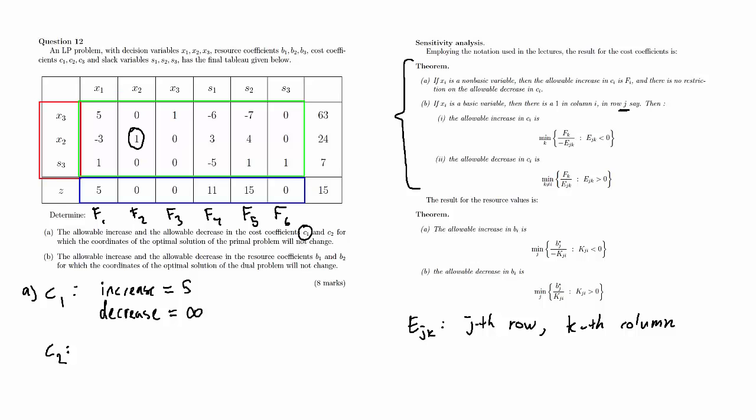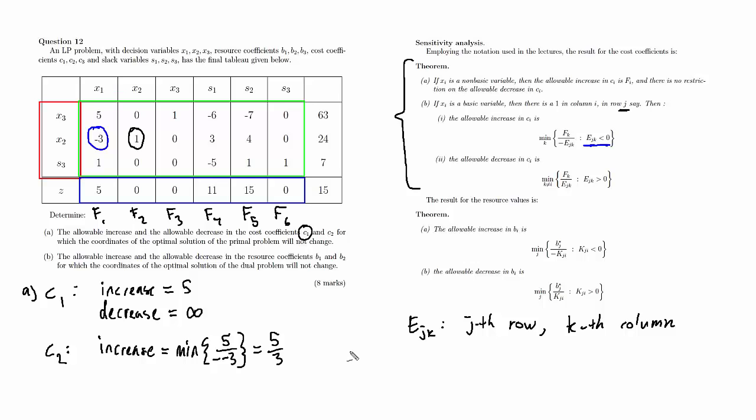For the increase, we only pay attention to the values in this row where the number Ejk is less than 0, or in other words, a negative number. In the row we're currently looking at, this is the only occurrence of a negative number. Now, putting this number into our formula, we have that the increase is the minimum of Fk, which here is F1, which is 5, over the value minus 3, and the minimum of just one value, so the allowable increase is 5 on 3.